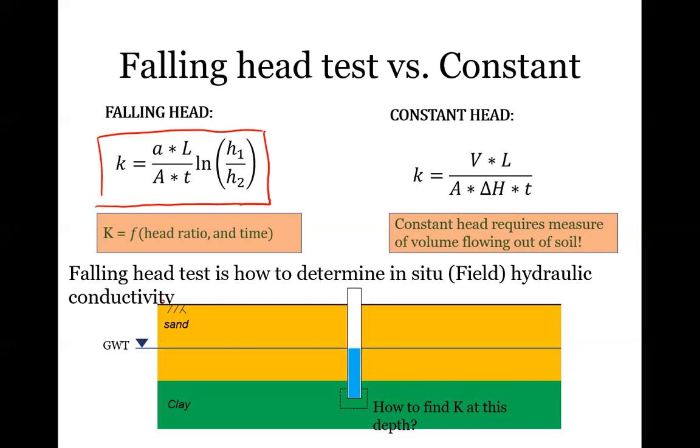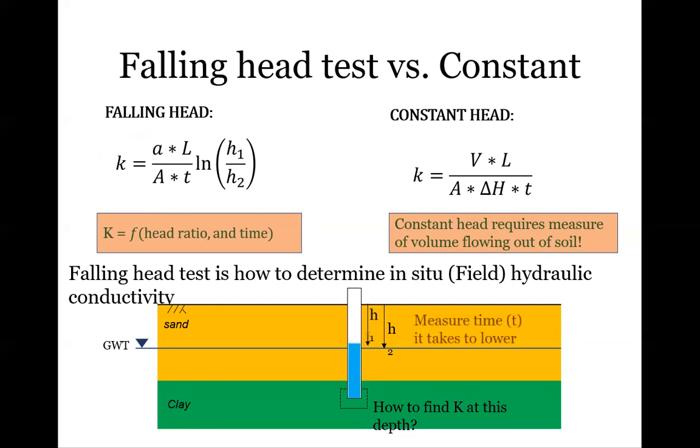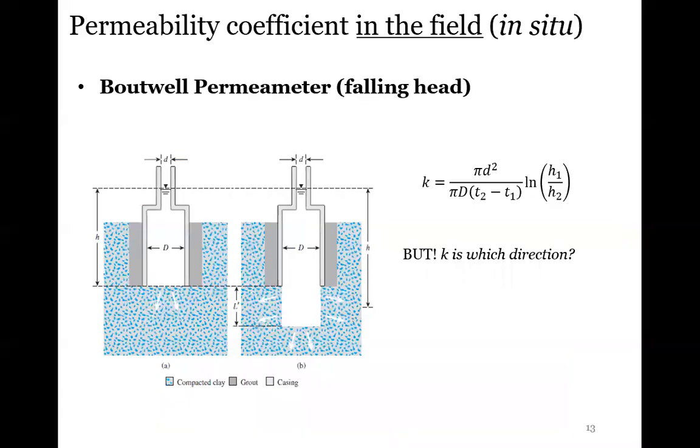And then this would be our H1 or this would be our H2. We then fill this up to another elevation and count the time it takes for it to flow back down to its initial state. So this right there is our falling head test, right? Because we don't need the flow rate coming out of our sample. The falling head test is really beneficial because that's how we can find the in situ field permeability, as well as the laboratory permeability.